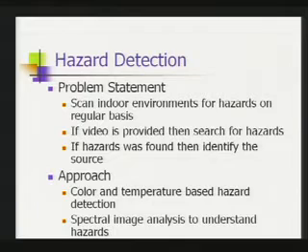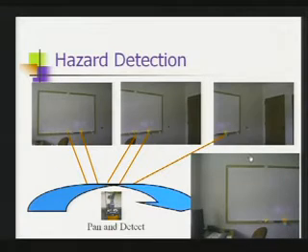Hazard analysis. Okay, so now we want to detect the hazard. And there are many, many variations of this problem. You can go and scan indoor environments for hazards on a regular basis. You can acquire video and then search for hazards. And then if hazards were found, then identify the source. Our approach was to take the color and the temperature-based hazard detection and potentially use the spectral image analysis to understand hazards. So here is a video of the algorithm that we implemented.